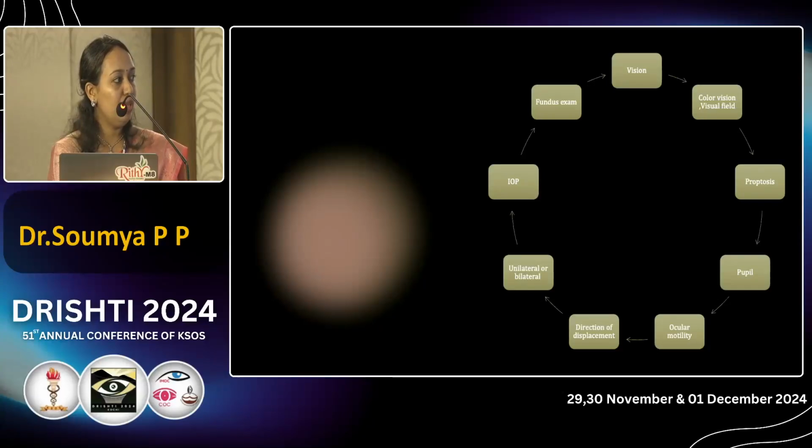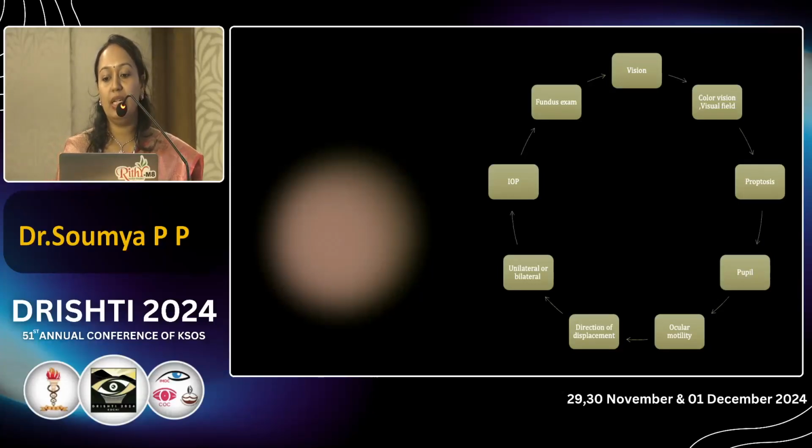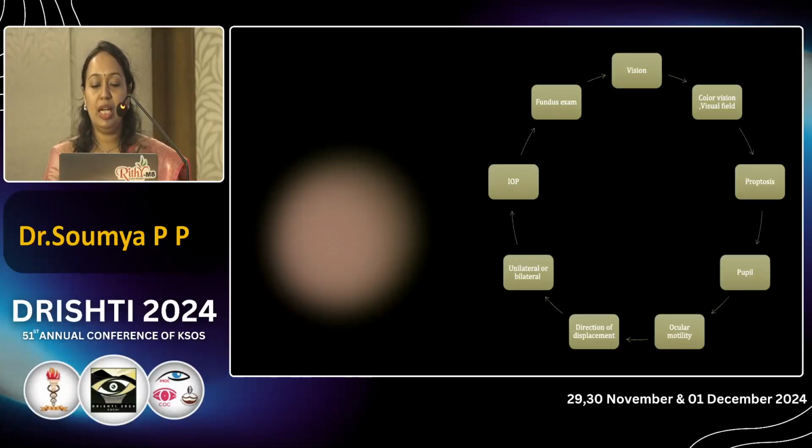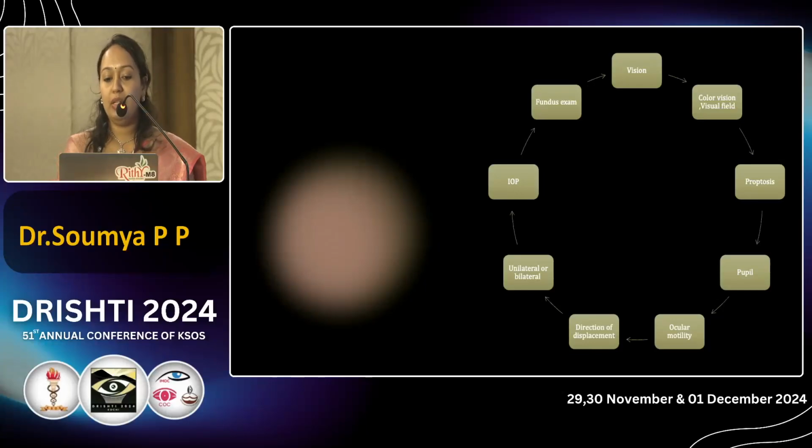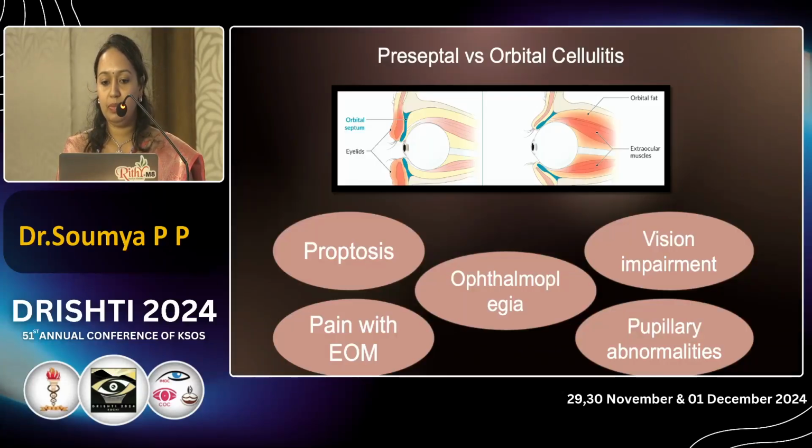Check for pupillary abnormalities and ocular motility. The direction of displacement of the globe is very important, because if there is a subperiosteal abscess, it will push the globe in the opposite direction. And if the patient has bilateral involvement, always think the infection may be spreading to the cavernous sinus and, through retrograde spread, to the other eye. IOP should be monitored. Fundus examination should be done to rule out optic neuritis and any retinal venous occlusion.